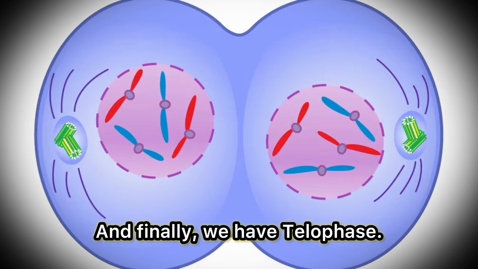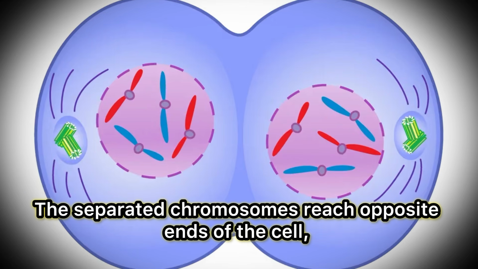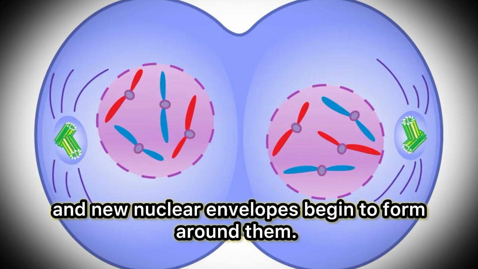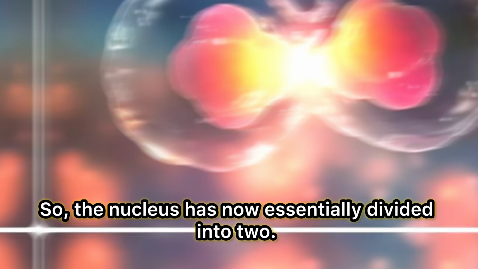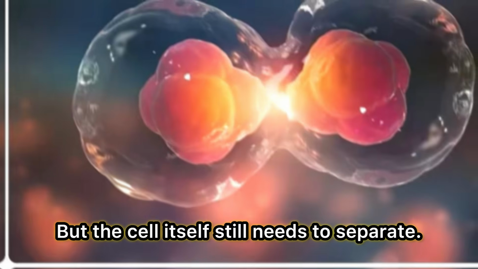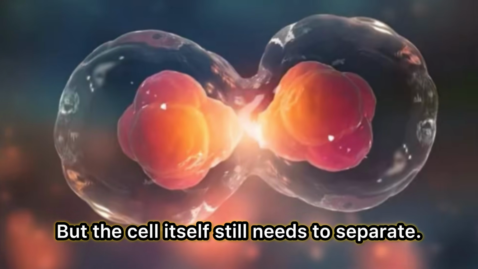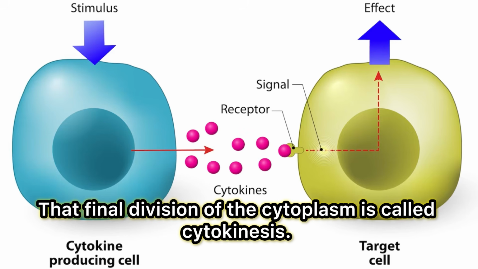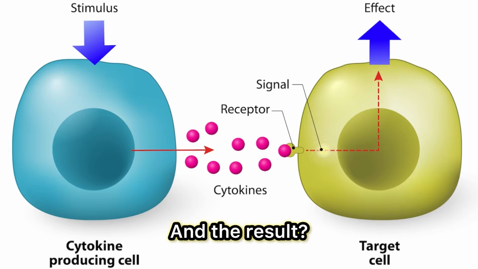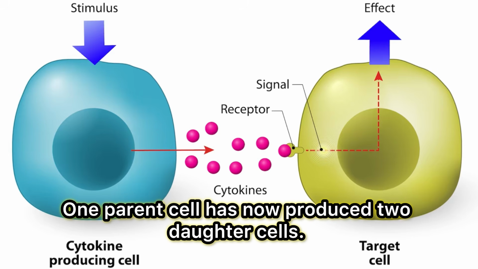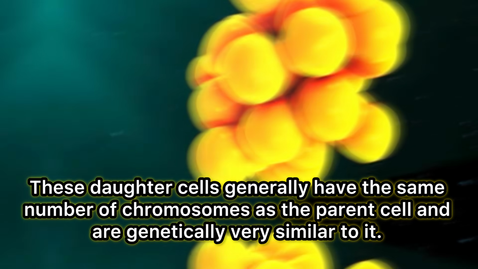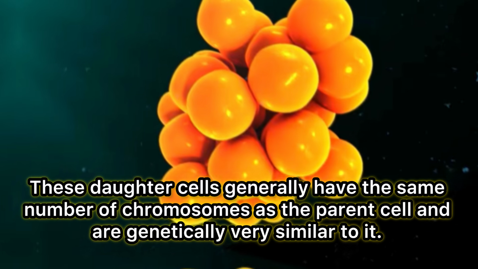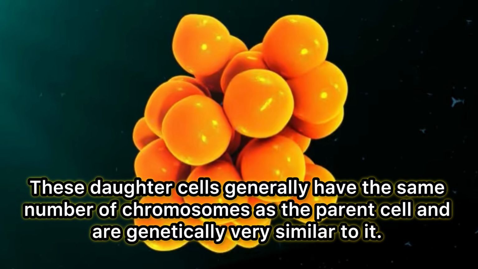And finally we have Telophase. The separated chromosomes reach opposite ends of the cell, and new nuclear envelopes begin to form around them. So the nucleus has now essentially divided into two. But the cell itself still needs to separate. That final division of the cytoplasm is called cytokinesis. And the result? One parent cell has now produced two daughter cells. These daughter cells generally have the same number of chromosomes as the parent cell, and are genetically very similar to it.